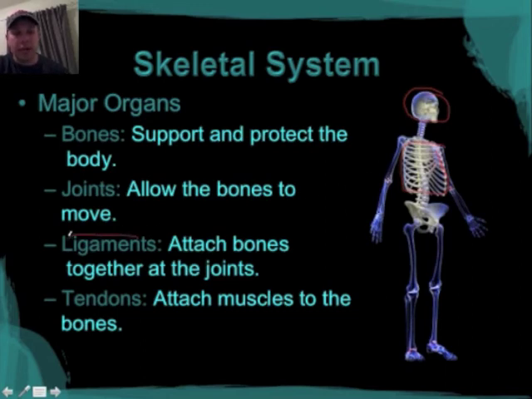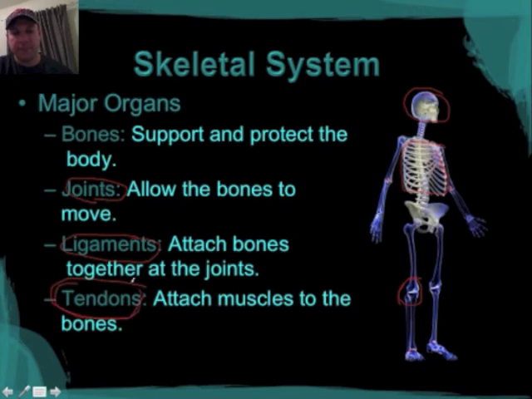Ligaments. Okay, ligaments are the material that help attach bone to bone. Okay, so you find ligaments in your joints, and your ligaments attach your bone to other bones. Okay, and then you have tendons, and tendons attach muscles to bone. Earlier we talked about the muscular system, and the muscles pull on the bones. Well, the muscles are attached to your bones by these tendons.